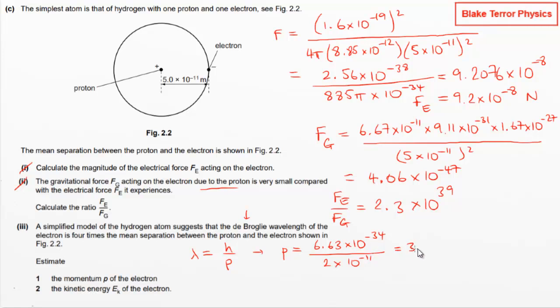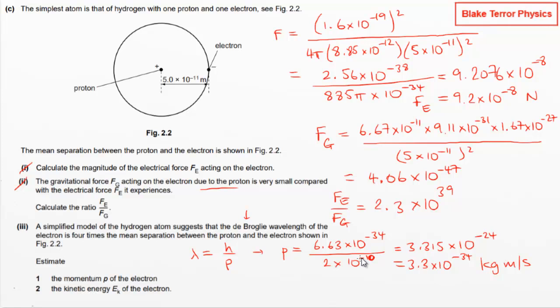So we're going to have 3.315 times 10 to the, I said 10 and wrote 11, times 10 to the minus 24. So 3.3 times 10 to the minus 24. Don't forget your units, kilogram meters per second, because we're looking at momentum. That's two significant figures.